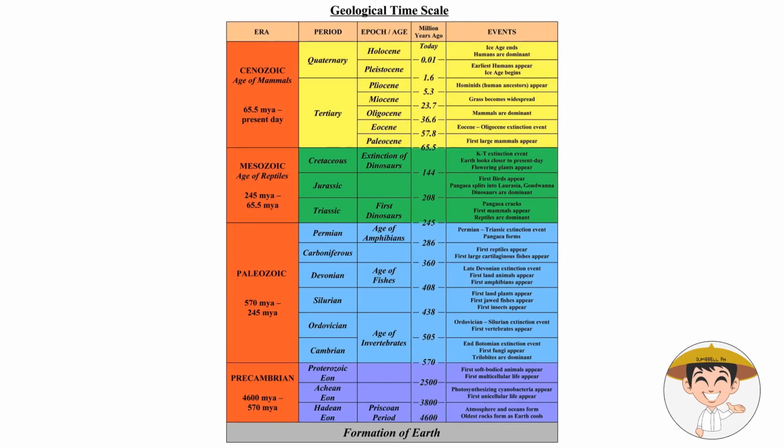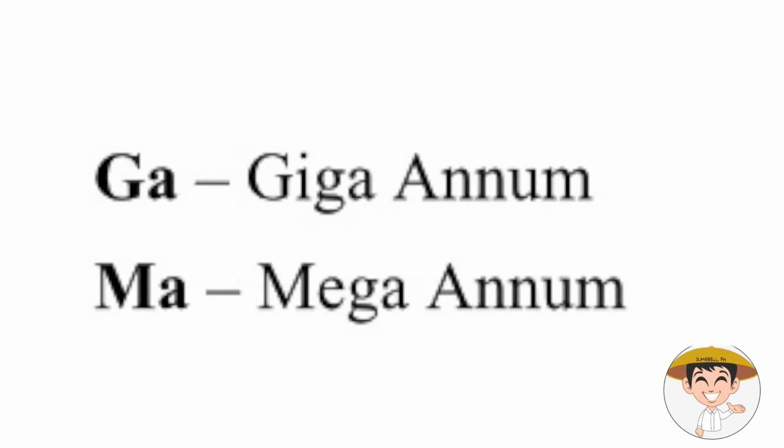So we have here the eras, as we can see in the geologic time scale. First, we are going to know what GA means. That is giga-annum. MA means mega-annum. If we say giga-annum, it is in billion years, while mega-annum is in million years.